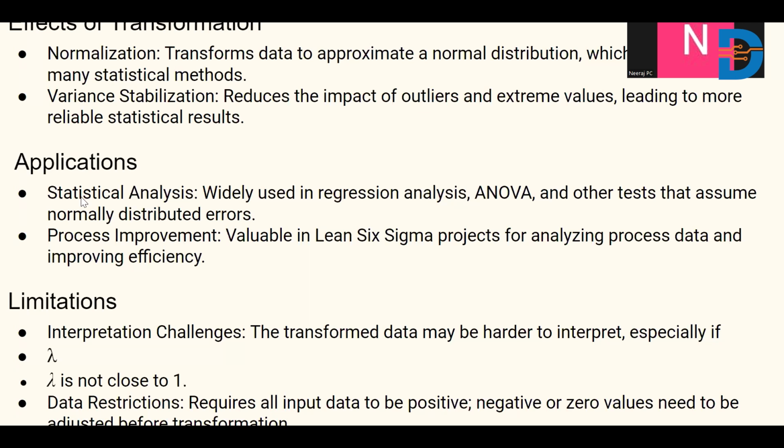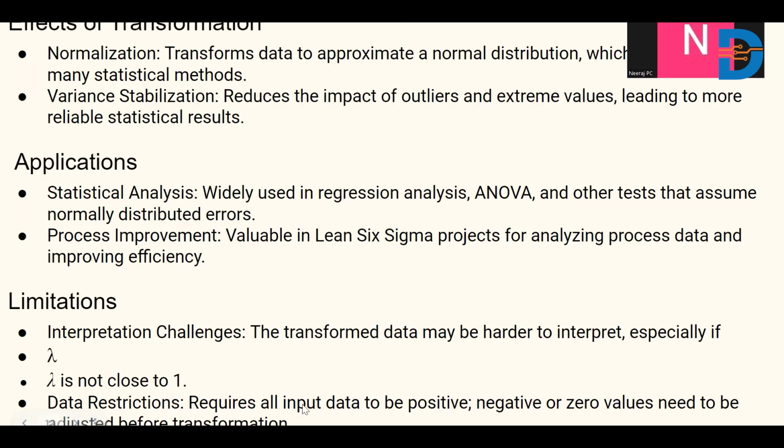Application is in statistical analysis. We use it mainly in regression analysis, ANOVA and other tests that assume normally distributed errors. Process improvement: valuable in Lean Six Sigma projects for analyzing process data and improving efficiency. What are the limitations? Limitations being interpretation challenges. The transformed data may be harder to interpret, especially if lambda is not close to 1.